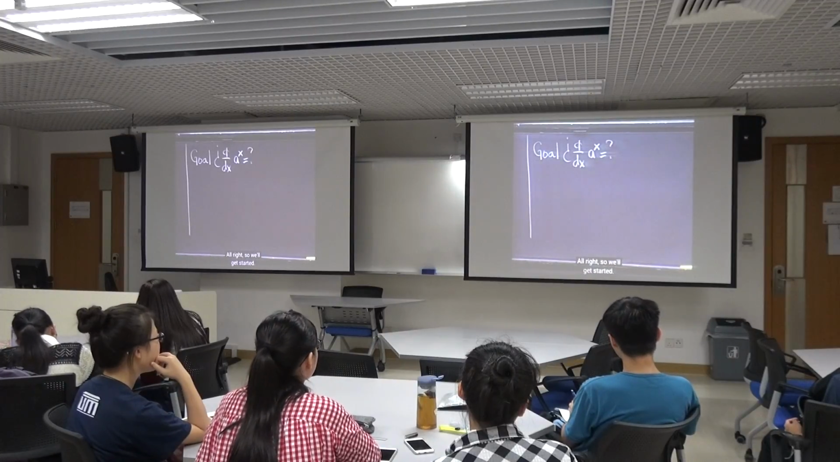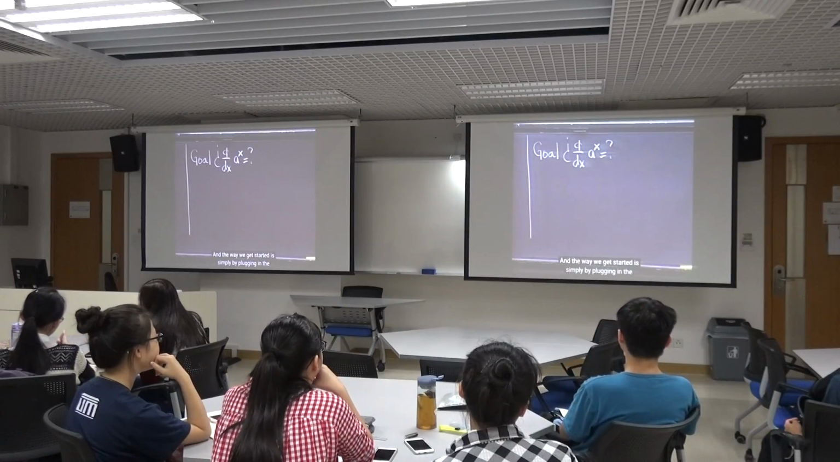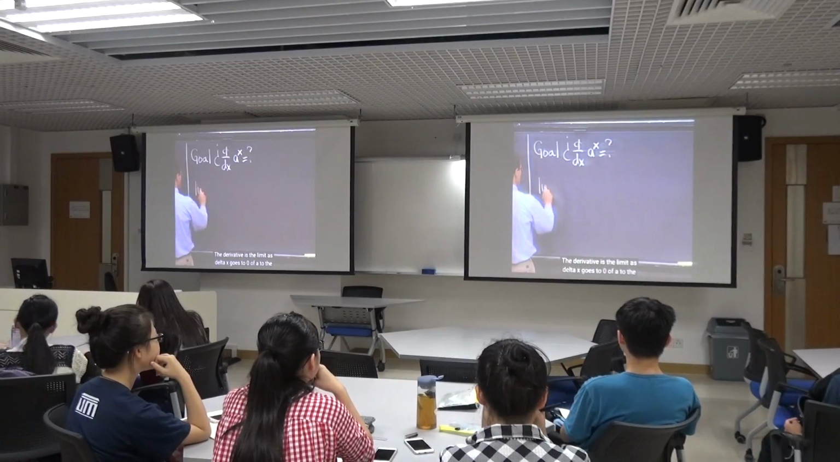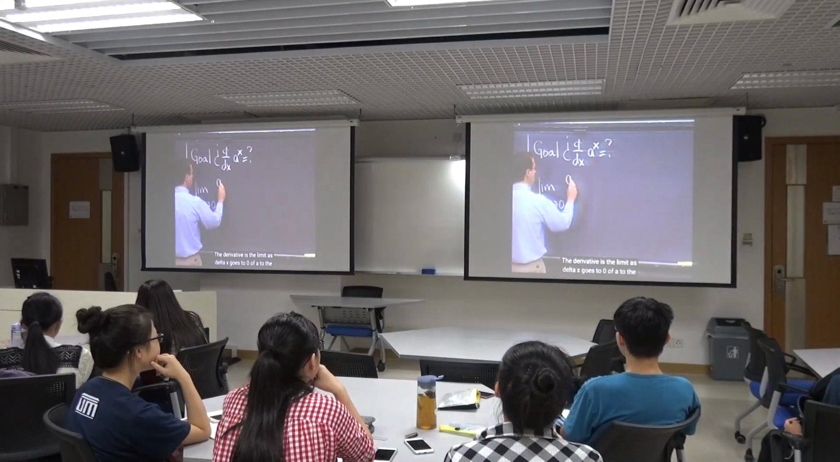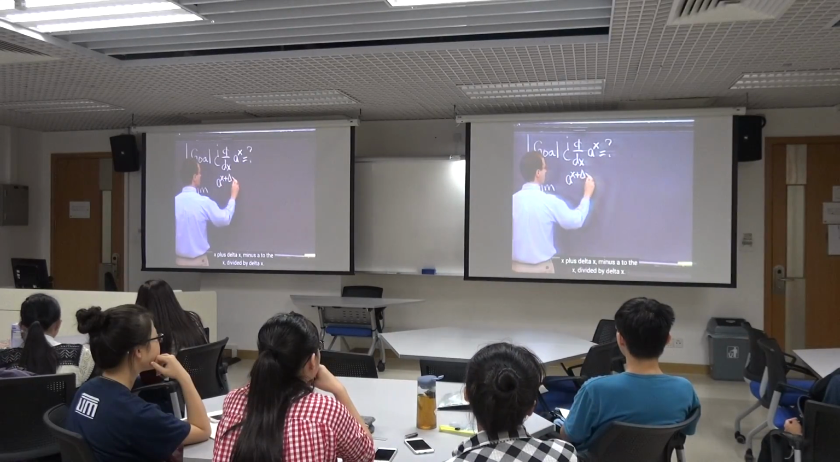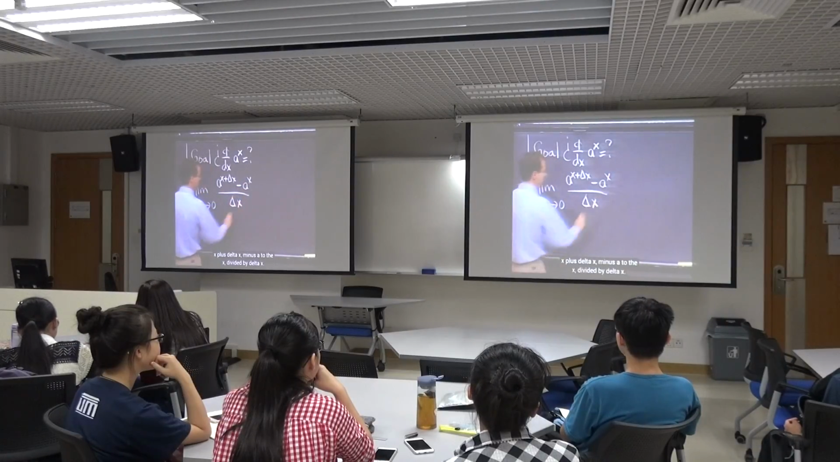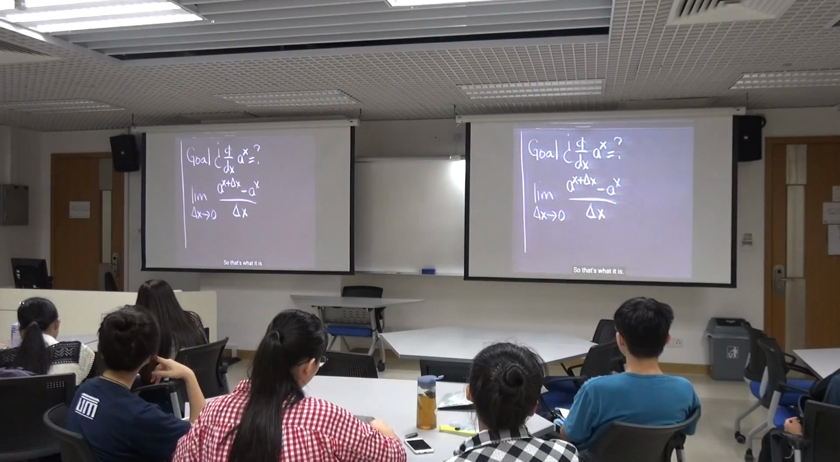All right, so we'll get started. And the way we get started is simply by plugging in the definition of the derivative. The derivative is the limit, as delta x goes to 0, of a to the x plus delta x minus a to the x divided by delta x. Always remember this very basic definition. That's what it is. Okay?